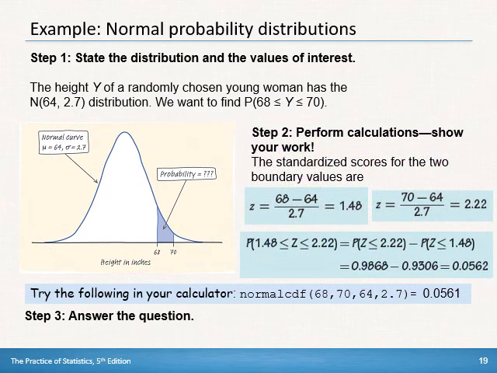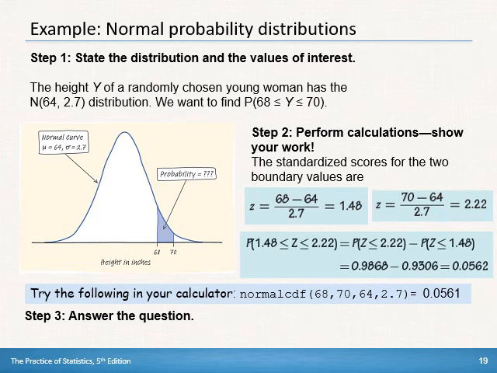All right, so you notice we got very similar answers. The z-score calculations are only accurate to a certain number of decimal places, so you'll probably see that we won't get the exact same answer. The calculator answer will probably be a little bit more accurate.